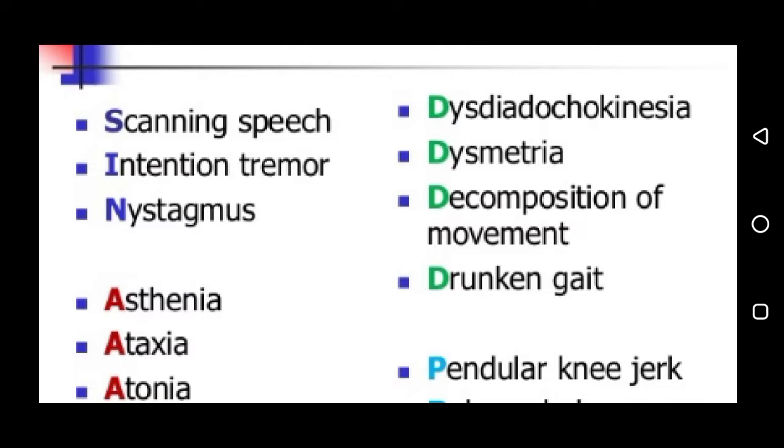Third, there is nystagmus. What is nystagmus? Nystagmus is jerky oscillating movements that appear in the eyeball due to incoordination of the ocular muscles. There is asthenia, ataxia. Ataxia is due to incoordination in the movement. There is atonia.